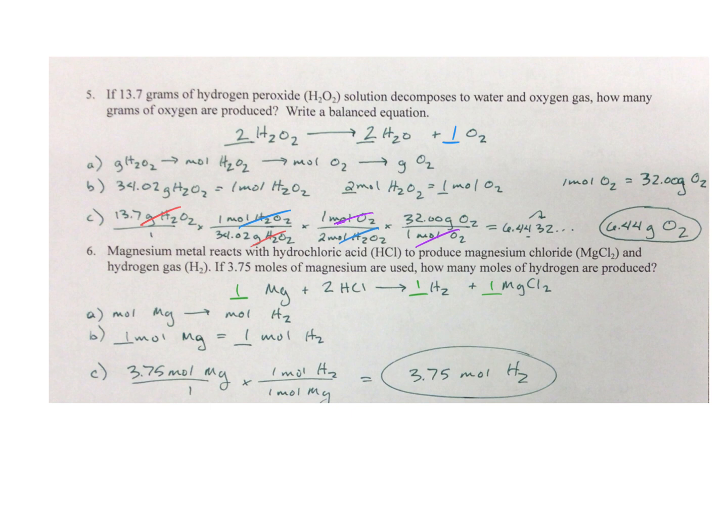You just have to understand, if you're going moles to moles, then you use only the middle part of that magic pathway. So moles to moles, 3.75 moles of magnesium. You can see those units do cancel, so you should end with moles of hydrogen.